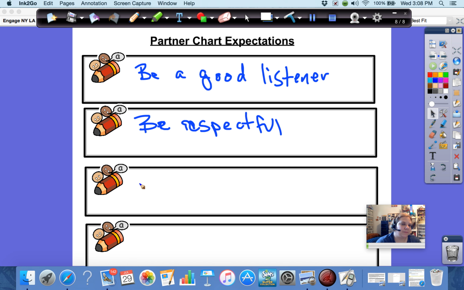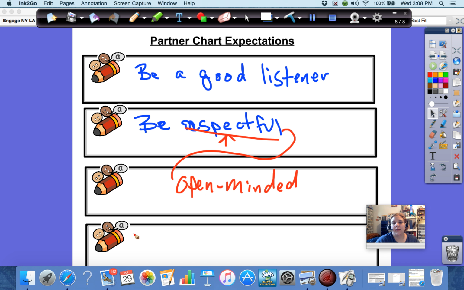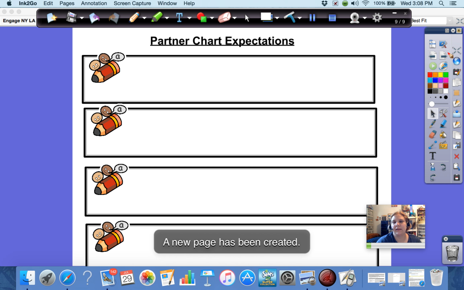Okay. And maybe, being respectful, if somebody has an idea, maybe be open-minded, like maybe you disagree. And, if you do disagree, you always want to go back to the text. What kind of evidence do you find in the text to support that? Okay, and those are just some ideas. You might have different ones.